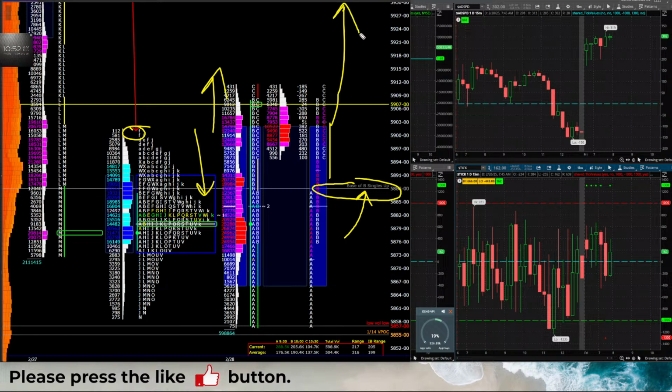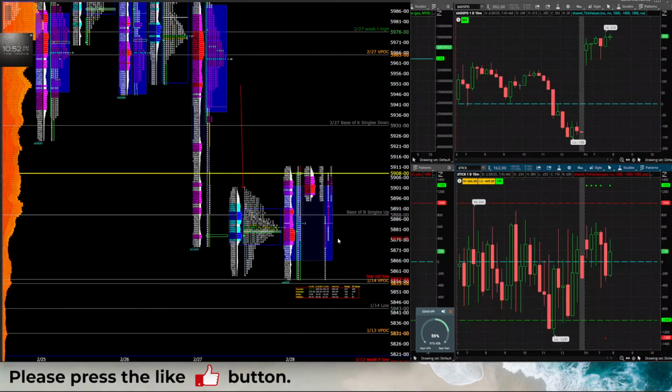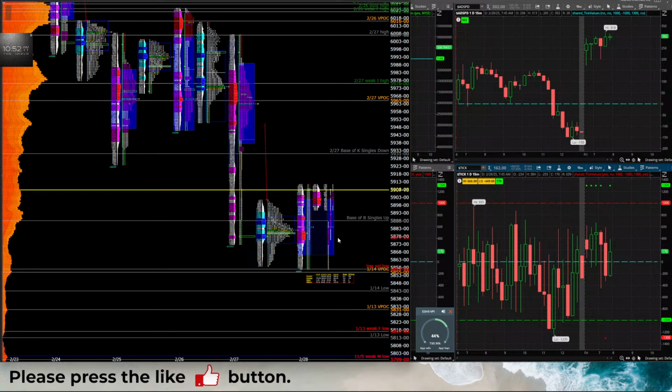They have momentum. If those single prints are there at the end of the day, it's a sign that you have momentum. So we left behind two sets of single prints to the downside yesterday. That's a sign we have momentum down today. And look, we made lower lows. We kept that momentum going.